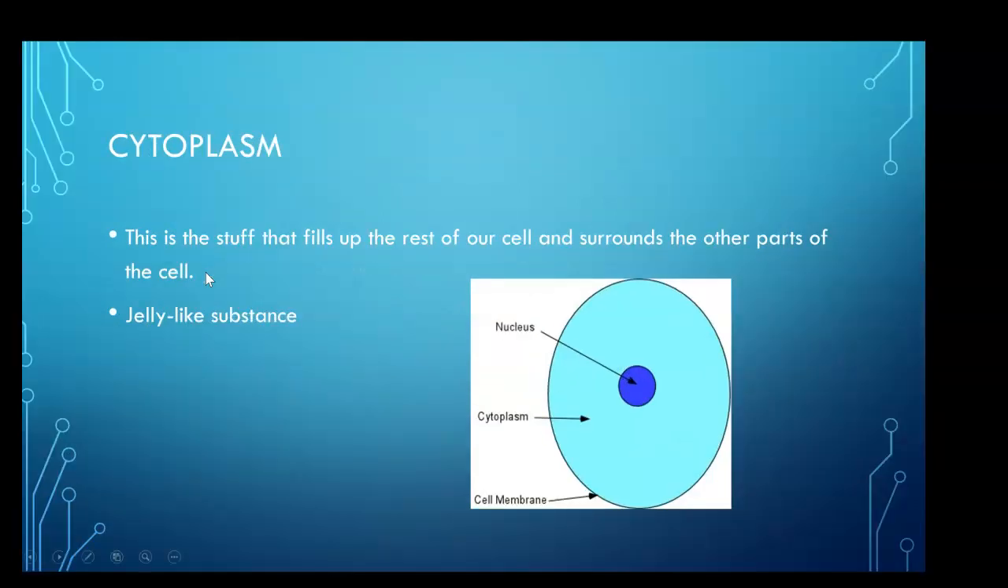Then we have our cytoplasm. This fills up our cells, so it's going to surround all the parts in the cell. So organelles are just floating in the cytoplasm. Think of the cytoplasm like a lake or a river, and our organelles are going to be the boats on that river. And it is a jelly-like substance.